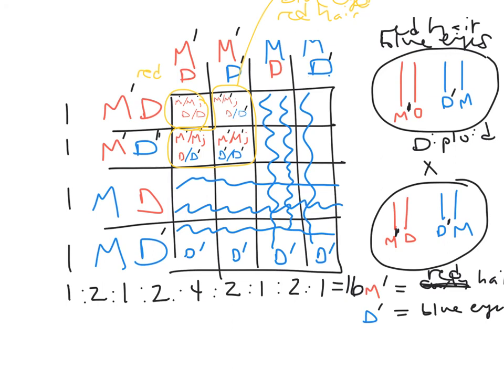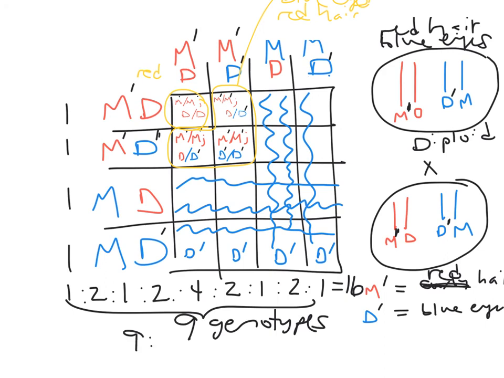You get 9 different genotypes in this table. And when you look at them in combination, there's a 9 to 3 to 3 to 1 ratio of phenotypes. So there are 4 different phenotypes represented in this table in those 9 different genotypes, and we already talked about what they are. It's the 4 different combinations of eye colors and hair colors.